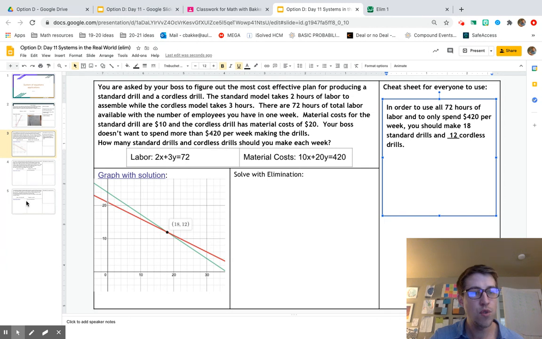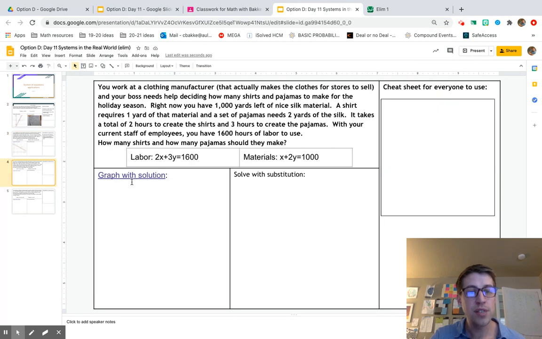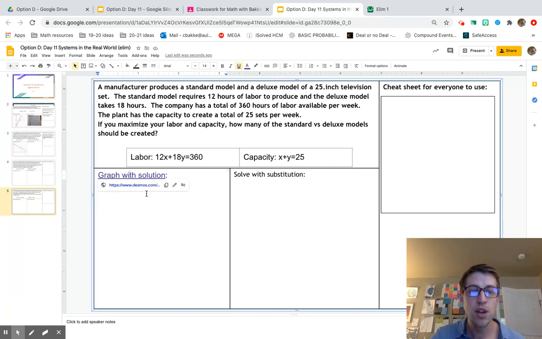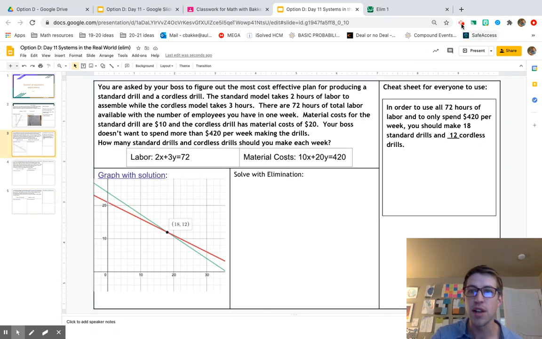And you just have 2 more applications to do on your own. And just a reminder, you guys can always click on that graph with solution to make sure that the Desmos graphing window will work perfectly for your graph. So you can see that intersection of solutions.